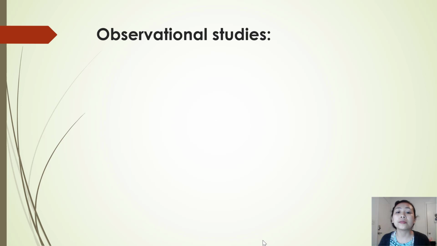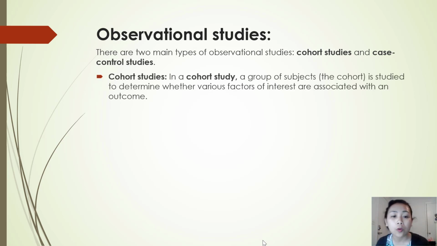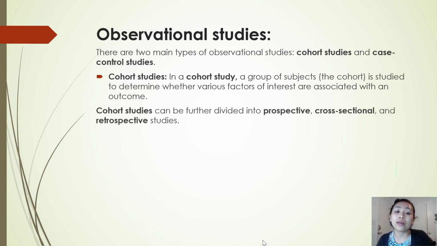Now we work on two types of observational study. There are two main types of observational studies: the cohort studies and the case control studies. First, let's talk about cohort studies. In a cohort study, a group of subjects, which we call the cohort, is studied to determine whether various factors of interest are associated with an outcome. And in the cohort studies, we have three types: prospective, cross-sectional, and retrospective.